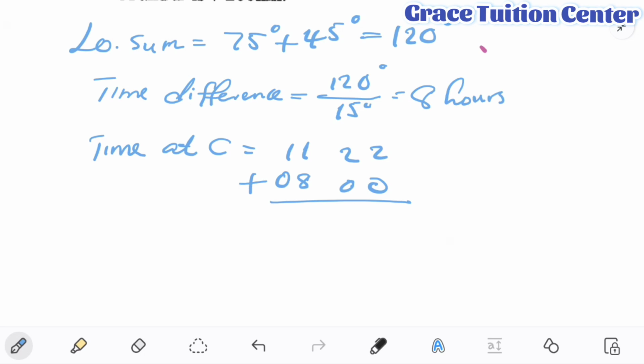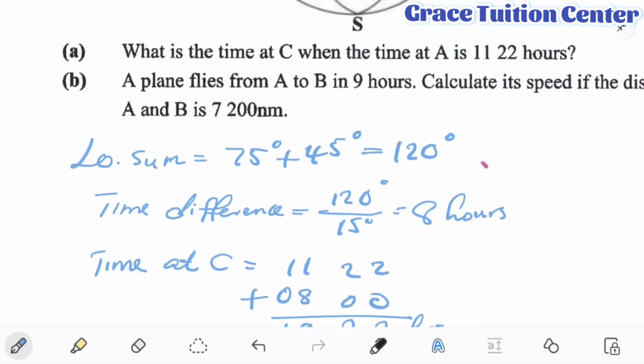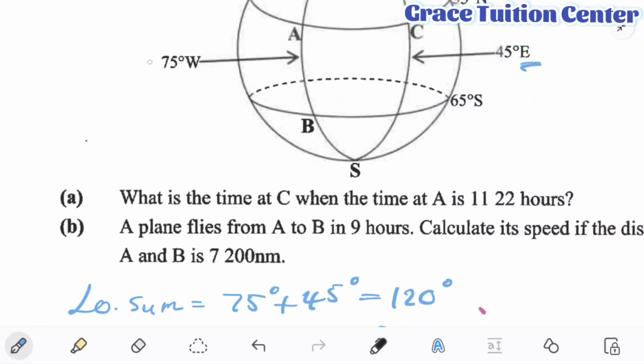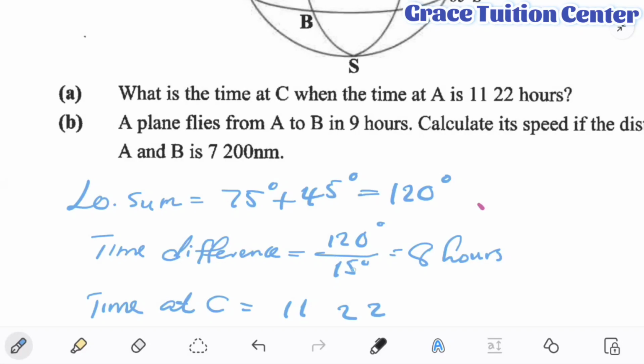There, you see that? So we can add, this is 2291. You see that? So time at C is 19:22 hours. First things first, look at the longitudes that you are given. If they are in different hemispheres, the other one is west, the other one is east, add them. Once you add, the answer that you get, divide it by 15 to get the difference in terms of what? In terms of hours between the two towns. So clearly here our difference in hours is what?